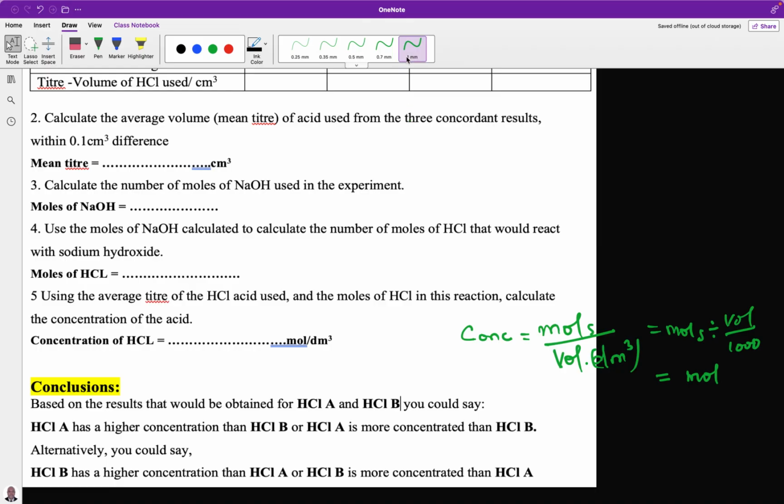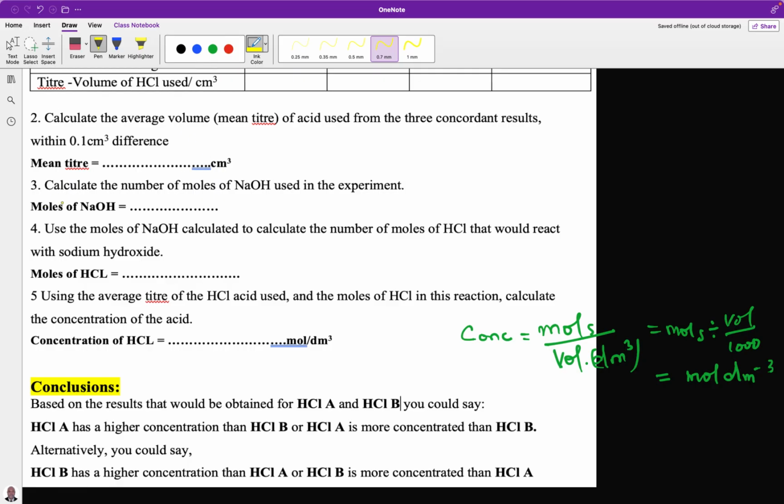That will be mole per dm cube. So by doing like that, you have your conclusion. You will calculate the concentration of the acid. After getting the volume here, the mean titre will be here in cm cube once more.